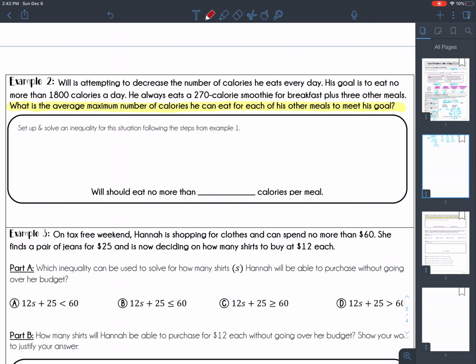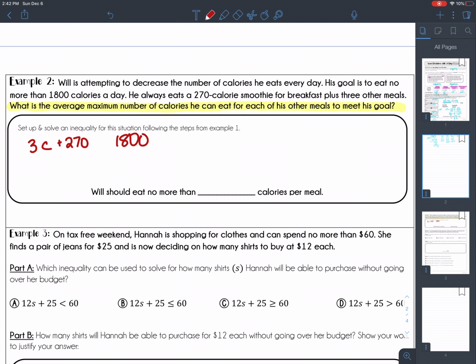And we know he's going to eat 3 meals, whatever these calories are. We're going to use C for calories. He's going to eat 3 of those meals a day, times however many calories they are, plus the 270 calories from his smoothie. And we know his total is 1,800.